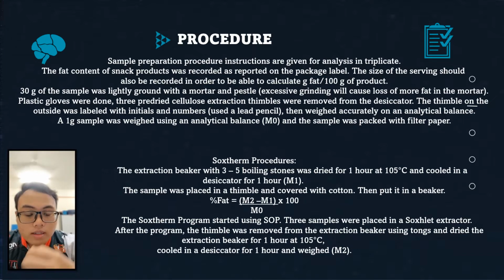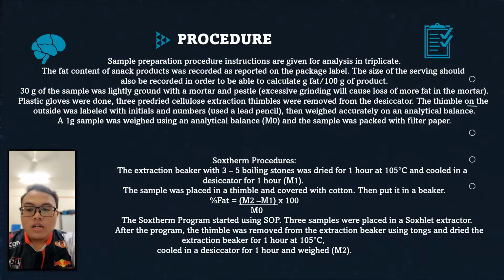Plastic gloves were worn. 3 pre-dried cellulose thimbles were removed from the desiccator. The thimbles were labeled on the outside with initials and numbers, using a lead pencil. Then weigh accurately on an analytical balance. A 1 gram sample was weighed using an analytical balance, M0, and the sample was packed with filter paper.